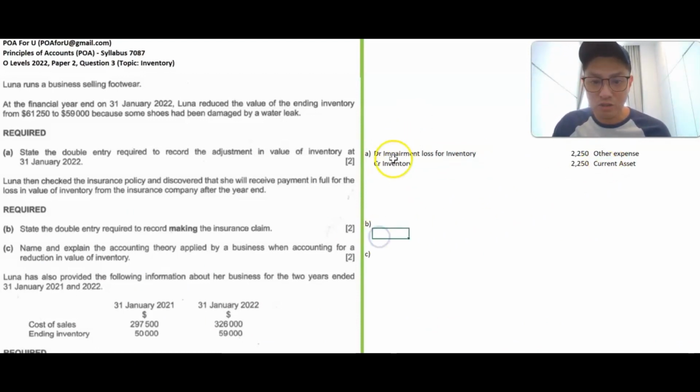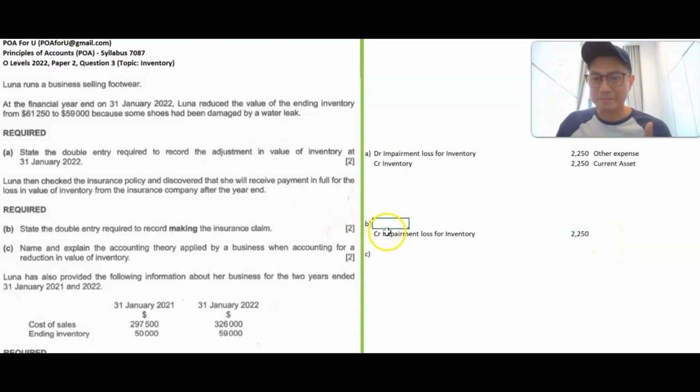All right, so right away, you know that the first journal entry to correct this is you have to credit impairment loss for inventory to offset this. So these two will now net off to zero, right? Because debit 2,250 and then credit 2,250, it nets to zero.